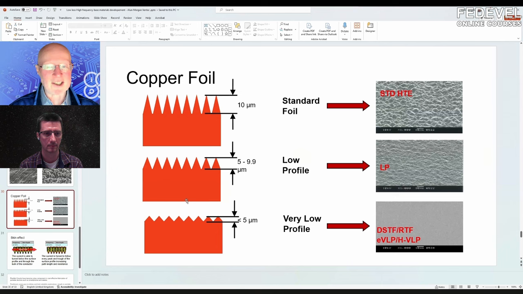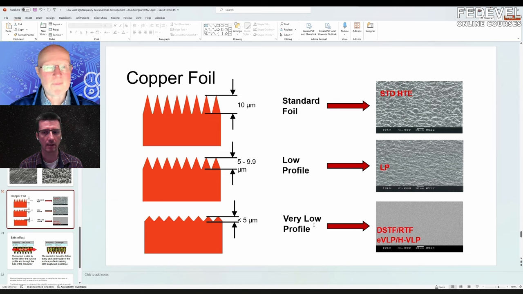What we have to really do is work on these very low profile foils and start to get these ultra low profile or almost no profile treatments on the foil. So as a designer, you must consider that as well. And that is also in the design tools. You'll find the foil types in the design tools the designers are using, so you can select the kind of foil.